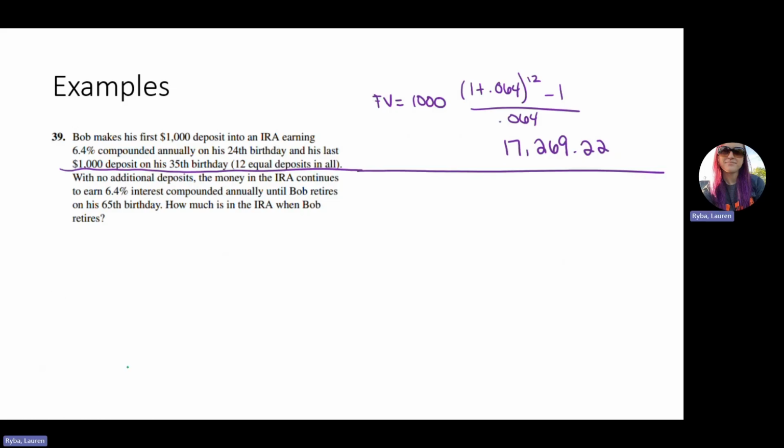Now it says, with no additional deposits, the money in the IRA continues to earn 6.4% compounded annually until Bob retires on his 65th birthday. How much will be in the IRA when Bob retires? So now we're just going to basic compound interest. So, A equals principal, $17,269.22, times 1 plus interest rate 0.064 compounded. So he stopped at his 35th birthday and kept it in there till his 65th birthday. So interest compounds 30 times.